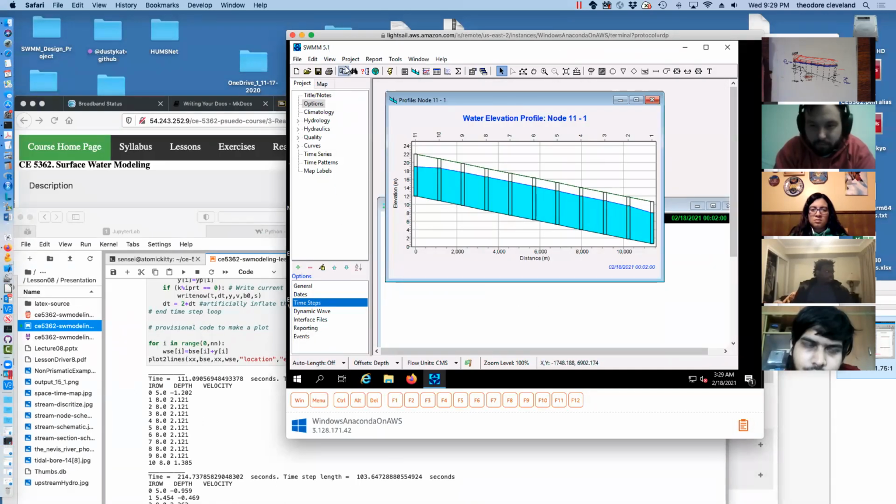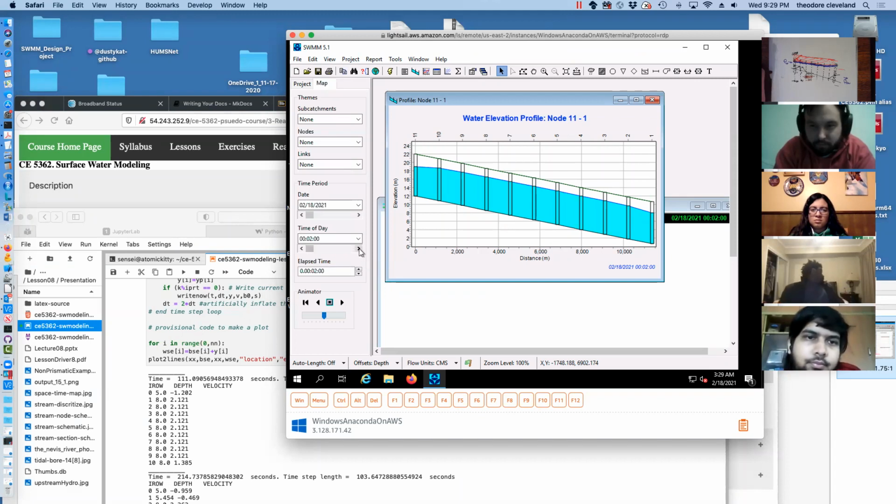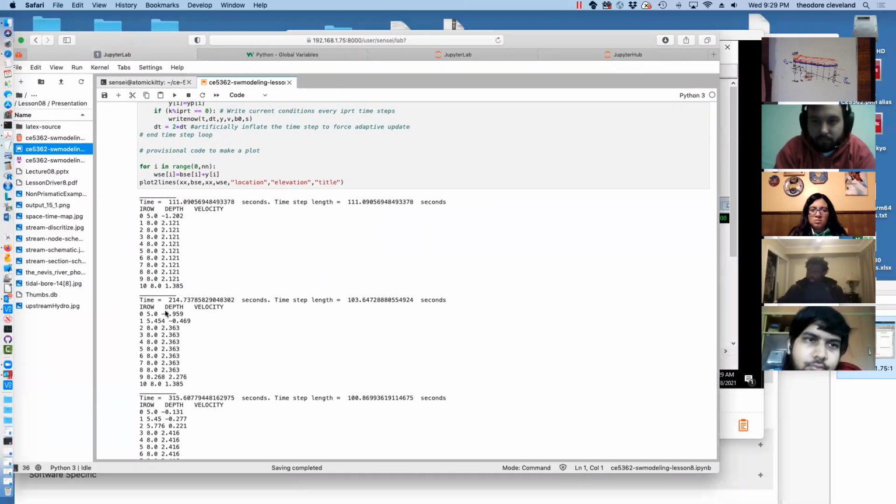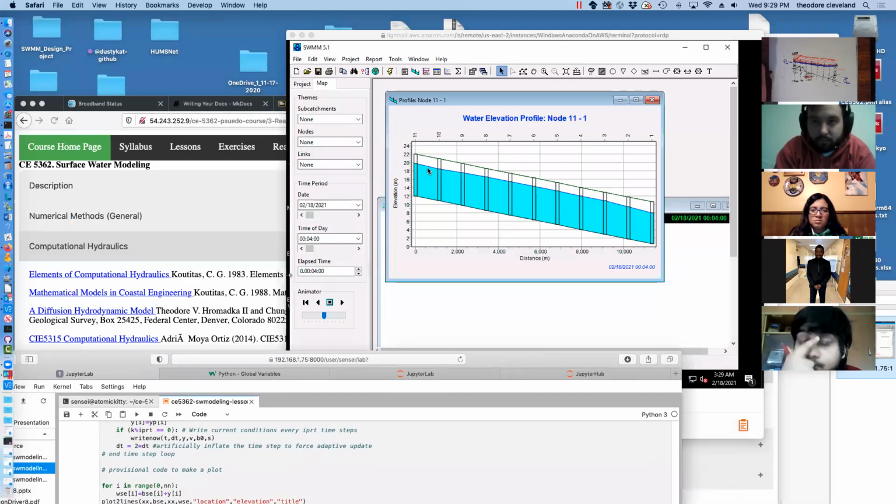So we will go on our swim one and we will advance 1 time step. And now we would be somewhere close to this. So we have a 5, 5.4, parallel lines, and then maybe a slight increase somewhere at the downstream end.